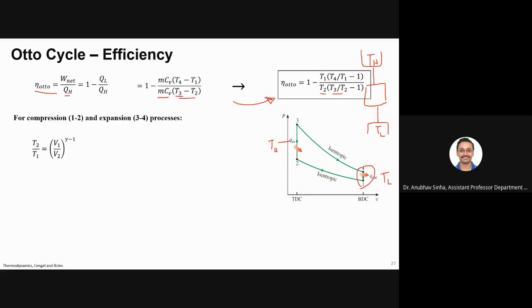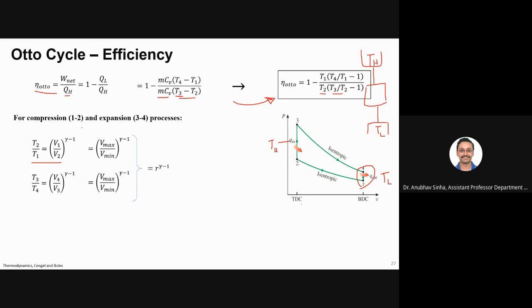Now, the compression and expansion processes are basically isentropic processes. For those processes, I can relate temperature and volume like this. You see V1 and V2, these are the maximum and minimum volumes, so I can say Vmax and Vmin. Similarly for T3 and T4, I can write Vmax and Vmin in these terms.